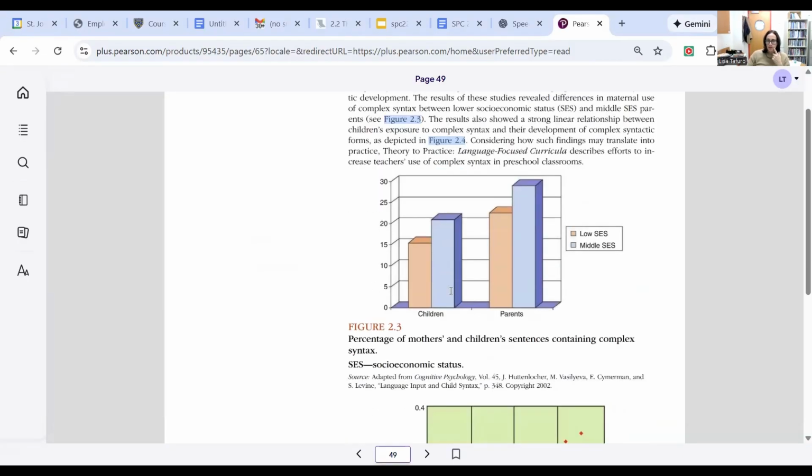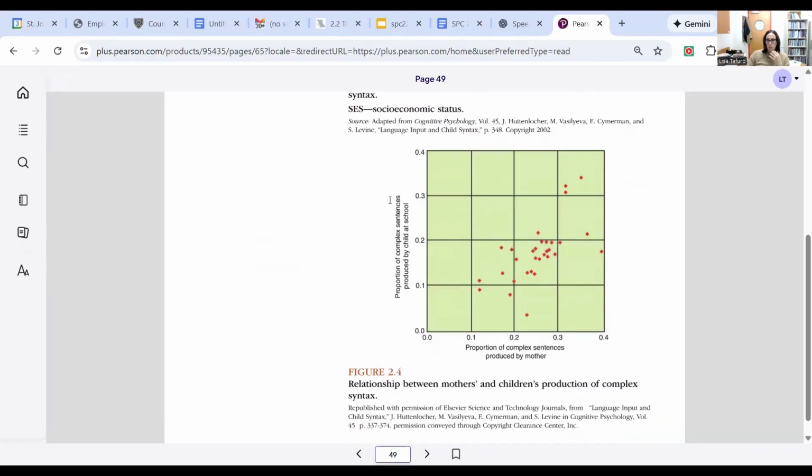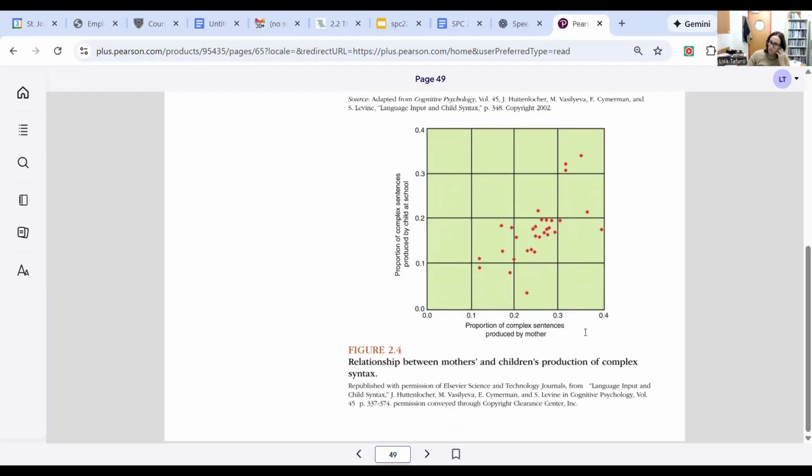All right, and here you see the correlation. And this has to do with lower SES and higher SES families. We also see here the proportion, right? So this line kind of looks like this. So the proportion of complex sentences produced by the child at school is going to be in line with, or correlate with, that produced by mom. Low child, low mom. High child, high mom. Okay, so you have to be able to read that graph.